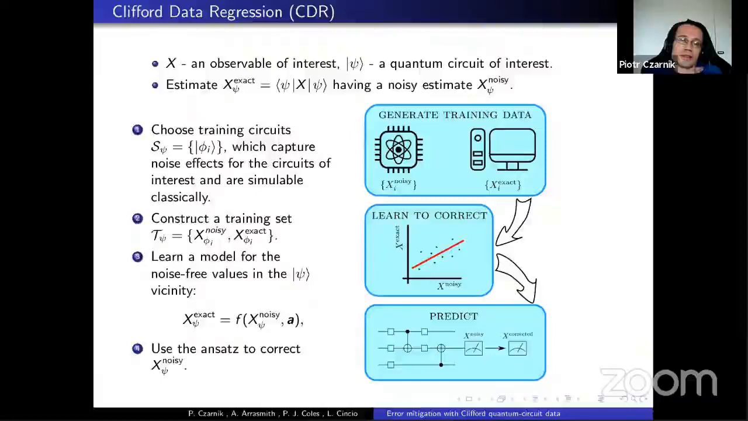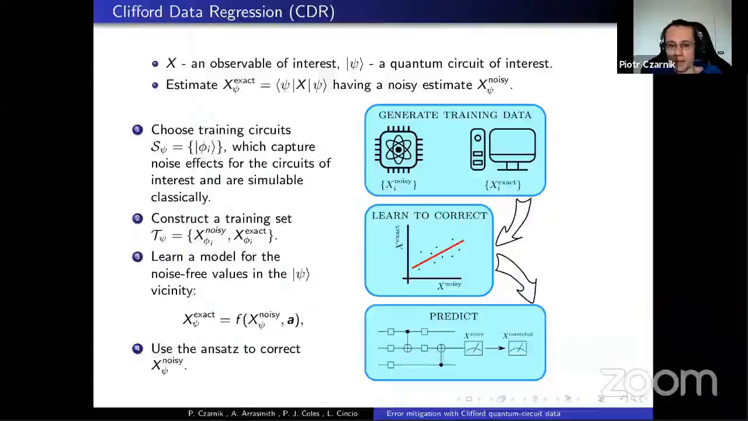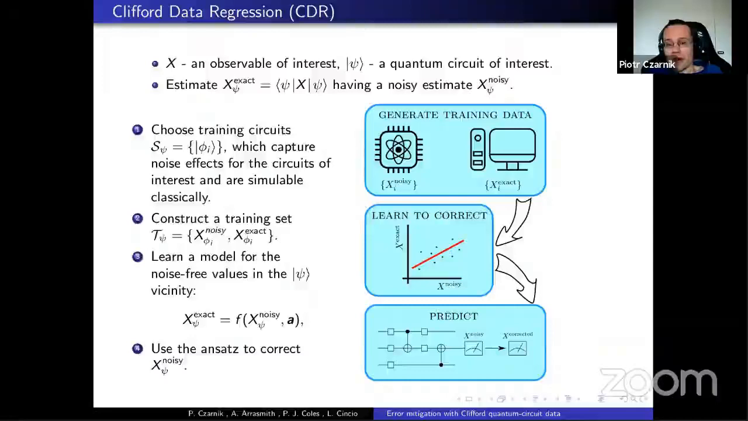So we have some quantum circuit of interest. This particular circuit might be impossible to simulate classically. We have some observable of interest, and we have a noisy quantum device, which gives us the noisy expectation value. We would like to estimate the exact one based on that.